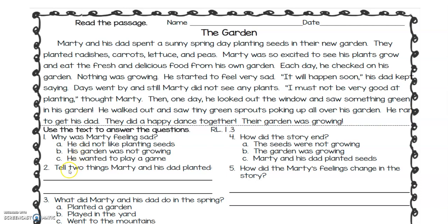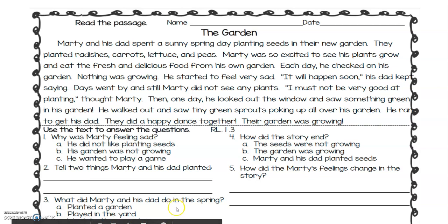My next question says, tell two things Marty and his dad planted. All right, well for this I definitely need to go back to the text and see what I can find as examples. They planted radishes, carrots, lettuce, and peas. So I'll give you a moment to think and write down two things on your paper about what he and his dad planted. So if I were writing an answer, I would write down radishes and carrots, but you could also write lettuce and peas.